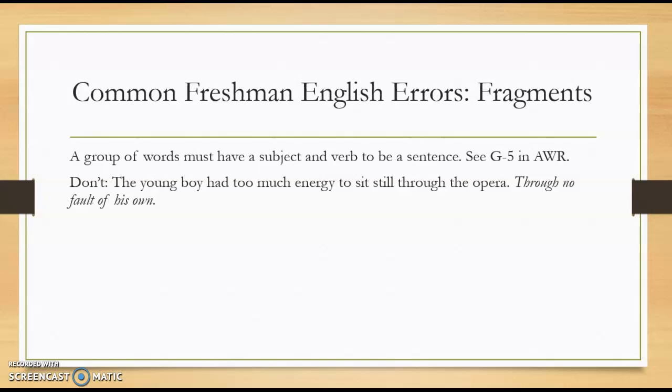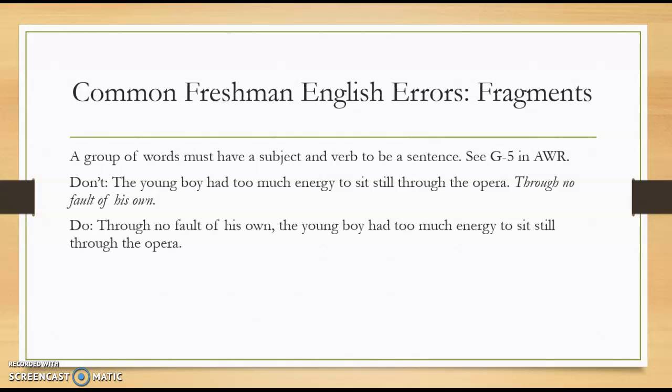Through no fault of his own is just a phrase. It needs to have its own subject and verb if it's going to be a sentence. One easy way to fix fragments is to attach them to either the previous sentence or the following. Through no fault of his own, comma, the young boy had too much energy to sit still through the opera.